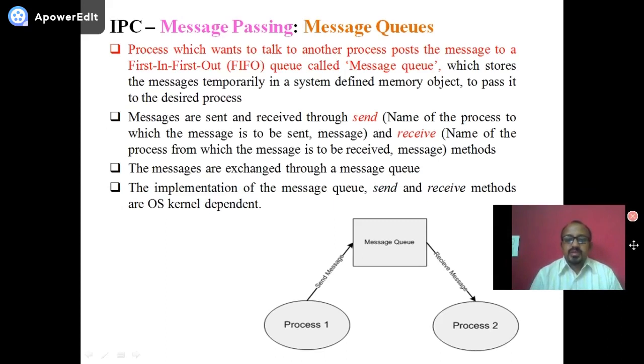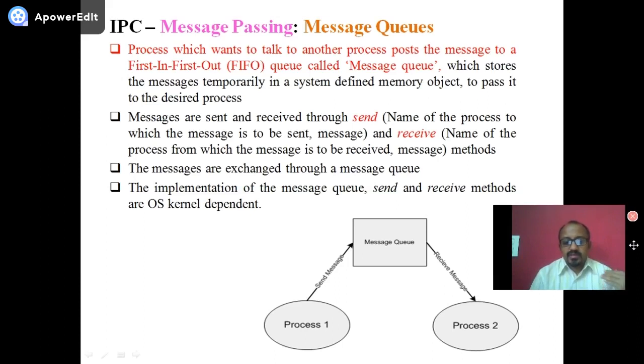A message queue is created as a first in first out message queue. Like different algorithms, you can adopt and create the one structure. The messages are sent and received through the send and receive methods. The messages are exchanged through the message queues.